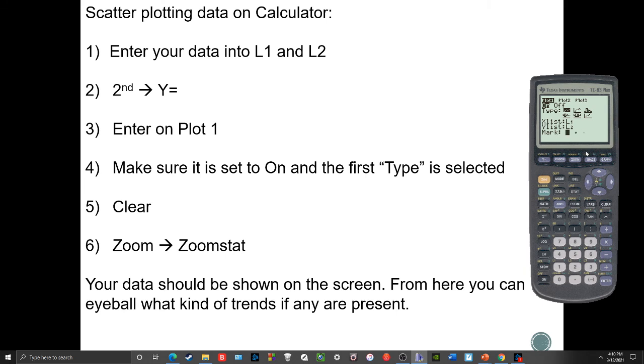I don't know. But then you're going to go to clear, and then you're going to go to zoom, and you're going to go to ZoomStat. This will zoom the stat plot on your screen, and we can see how the scatter plot looks. So this is my data plotted.